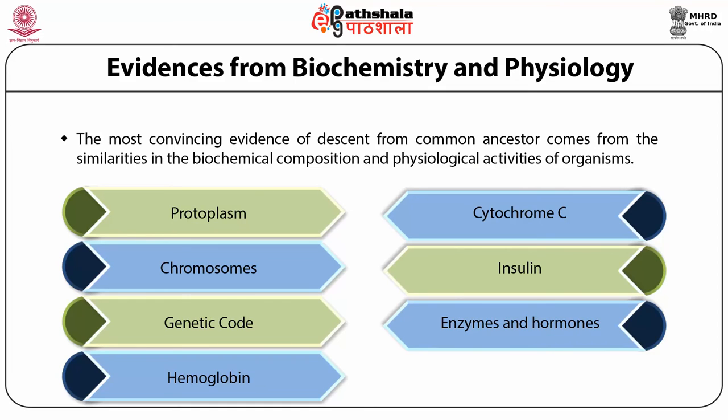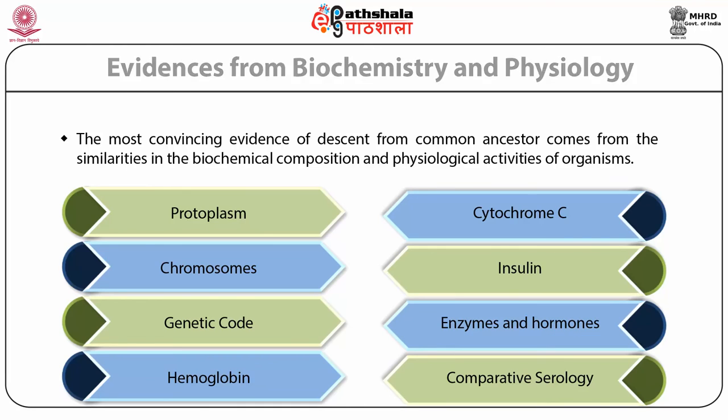Similar or identical enzymes and hormones are found in a large number of animal groups. The information of comparative serology shows that the body fluid and tissue also play an important role in providing evidence for the relationship among organisms. So, the protoplasm, chromosome, genetic code, hemoglobin, cytochrome C, insulin, enzymes, hormones, and comparative serology give clear-cut evidence of evolution from biochemistry and physiology.